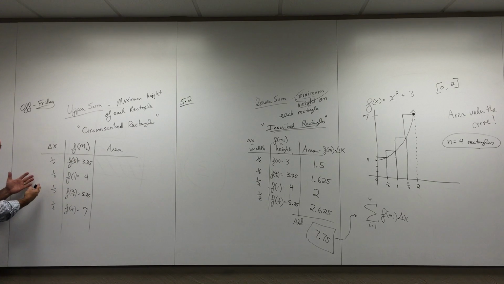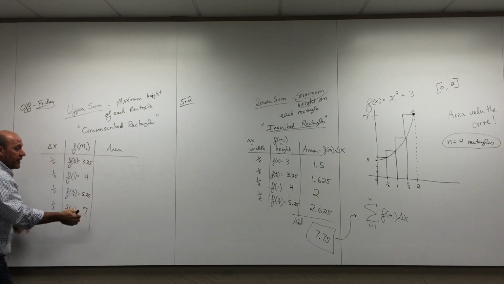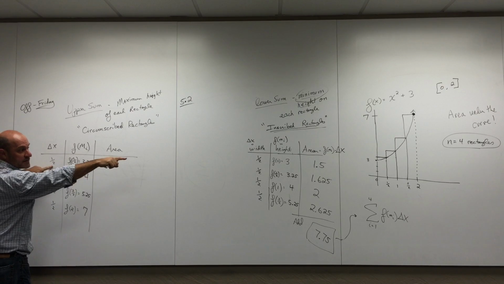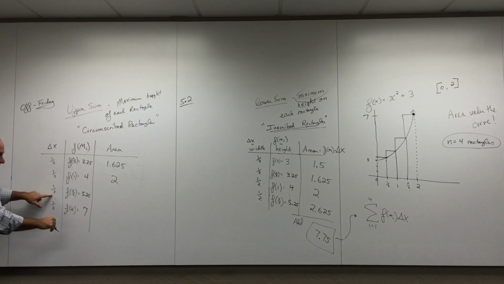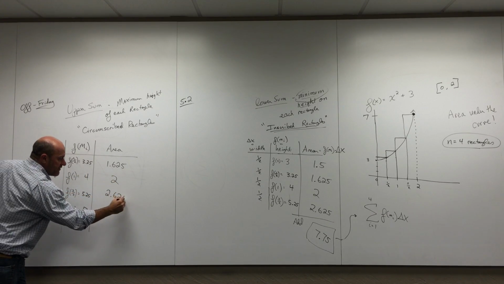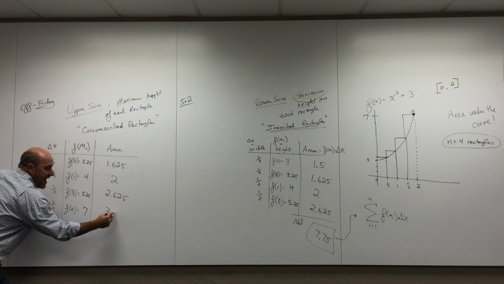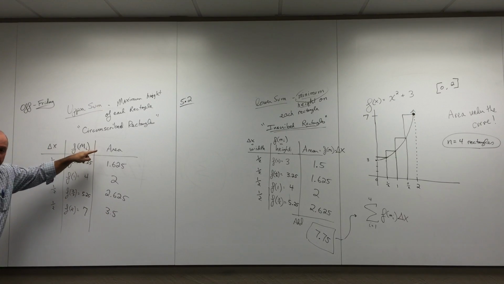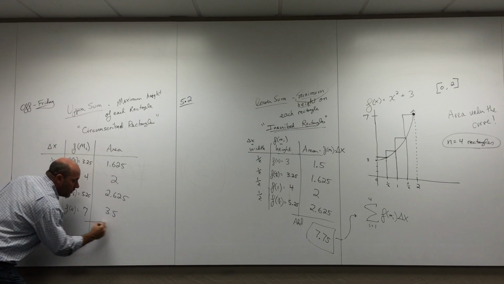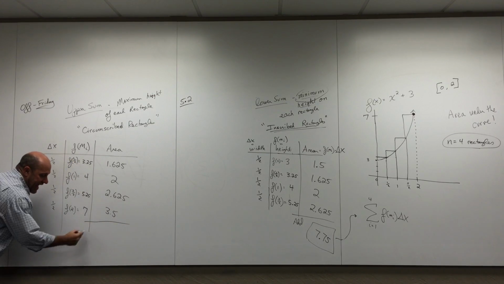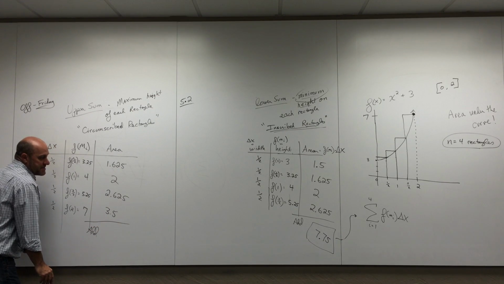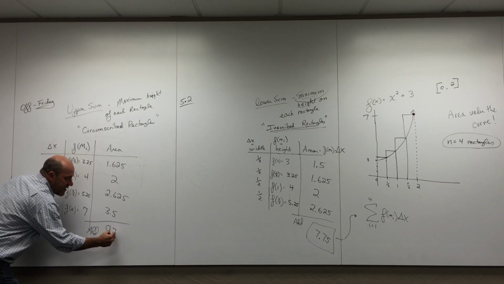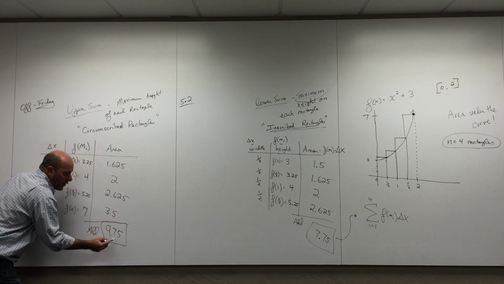Dude, I got heights, I got widths. I can multiply these and get areas. Let's do it. A half times this, I already did that once over there, 1.625. A half times this is a 2. A half times this, that was my 2.625. A half times this is 3.5. These are the areas of my 4 rectangles. I want to add these up. And when I add these up, I get something. 9.75. 9.75, thank you.